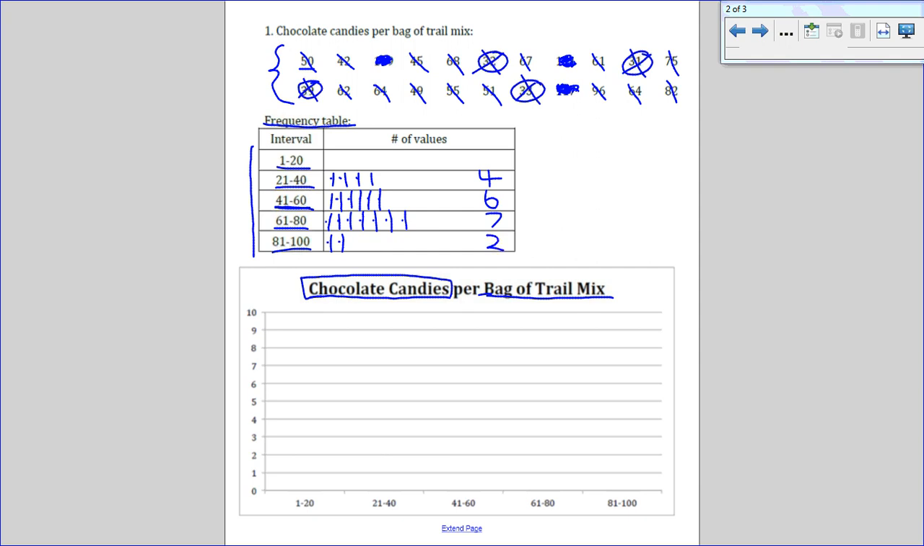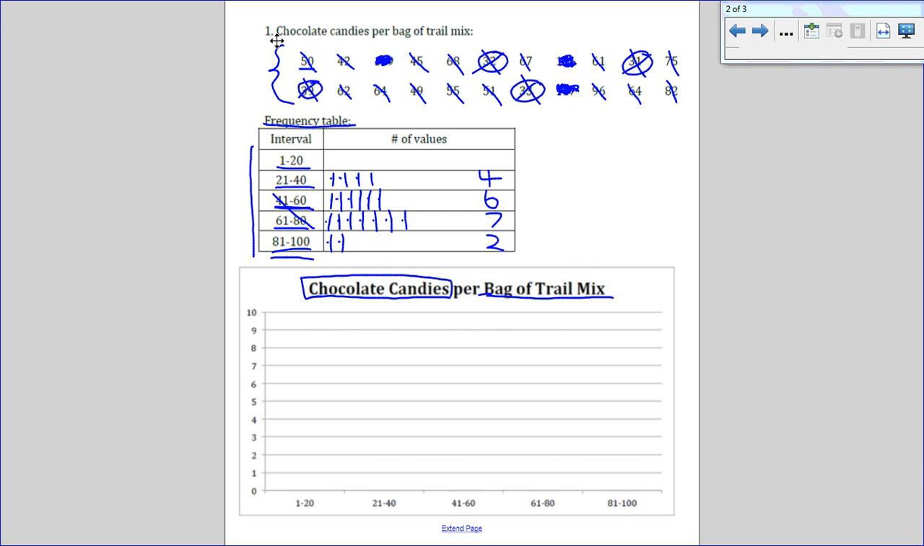Now that tells us a little something, and we can start to see, looks like between 41 and 80 is where most of them lie, but there are some down here between 21 and 40 and a couple between 81 and 100. So a histogram, you might have heard bar graph. It's similar to a bar graph, bar chart.